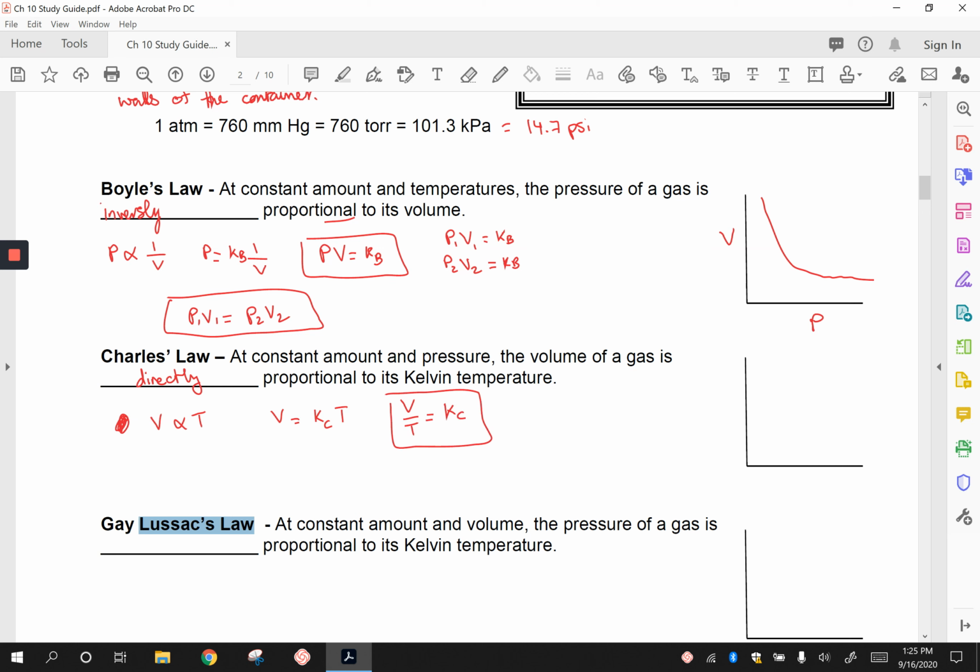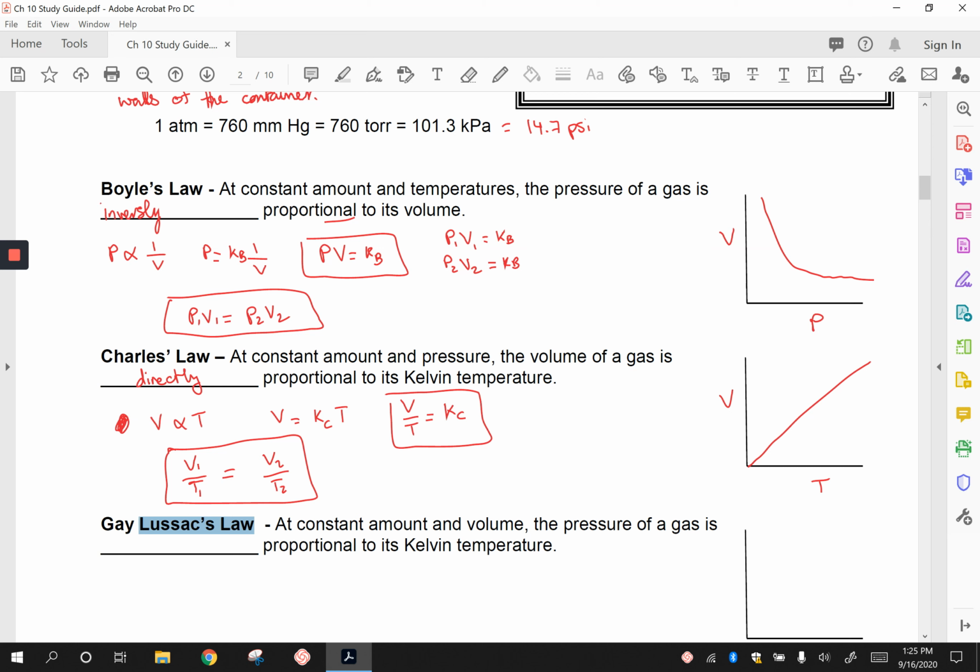If we have changing conditions, so we can measure the volume and the temperature of the gas, divide them together, you get a constant. If we change the conditions and we have a new volume and a new temperature and divide those, you get that constant, so we can set those equal to each other if we have changing conditions. And then graphically, if we were to graph the volume versus the temperature, we would get a straight line like this.